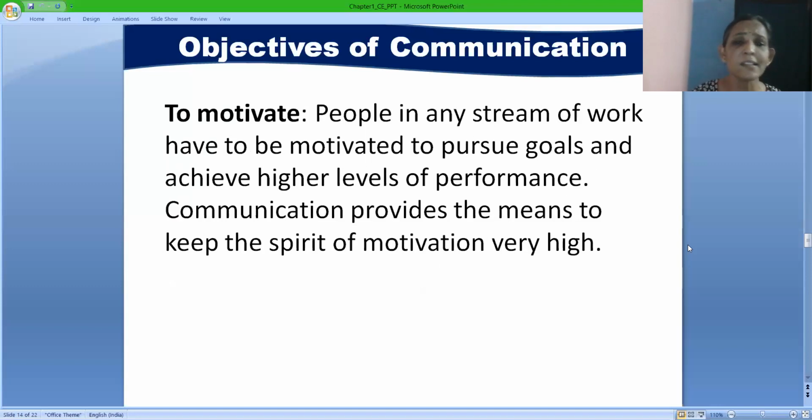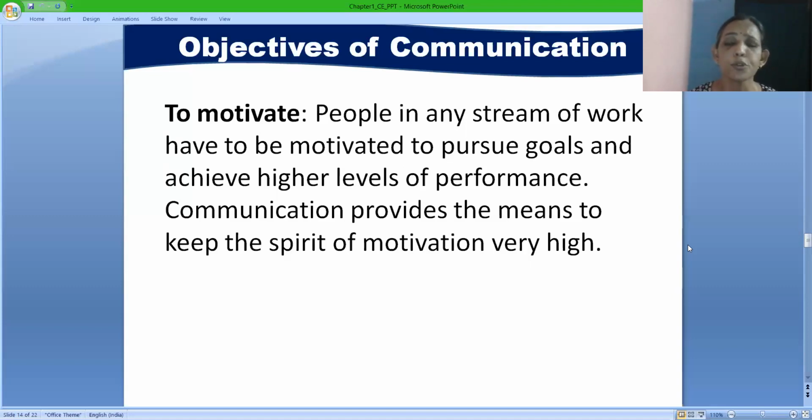The next thing is to motivate. Whenever we are talking about communication, we also communicate in order to motivate others. When we want to tell others that yes, they are capable enough of doing things, yes, they can reach their targets or they can do certain given tasks, we have to communicate with them. Unless it is communicated, you cannot see the person moving ahead towards their assigned task.